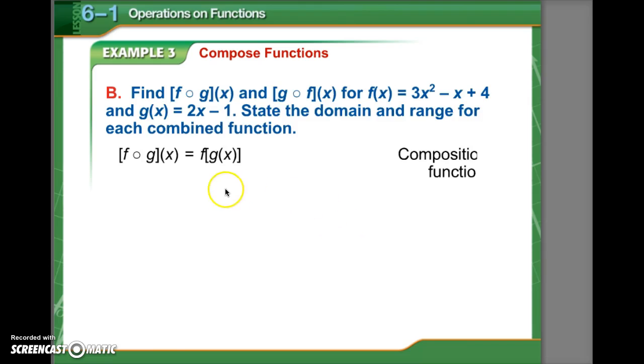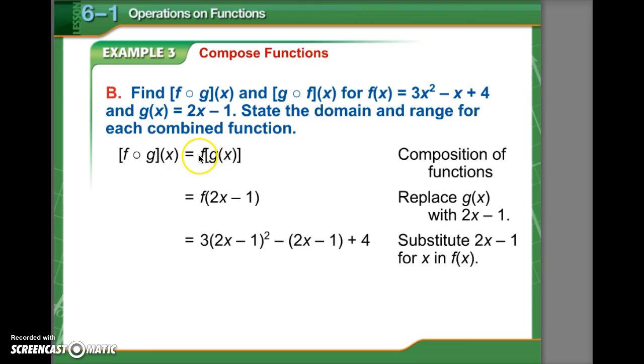So the first thing we're going to look at is F composition G means that we're doing F on the G of x function. So the G of x function is 2x minus 1. So we're doing f of 2x minus 1. That means anytime you see x in the f function, you're going to replace the x with, in parentheses, the quantity 2x minus 1. So when we do that, it's going to look like this.